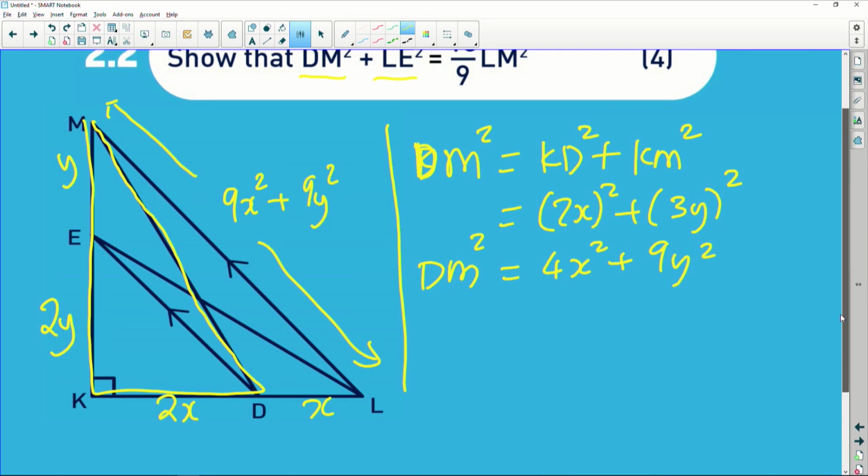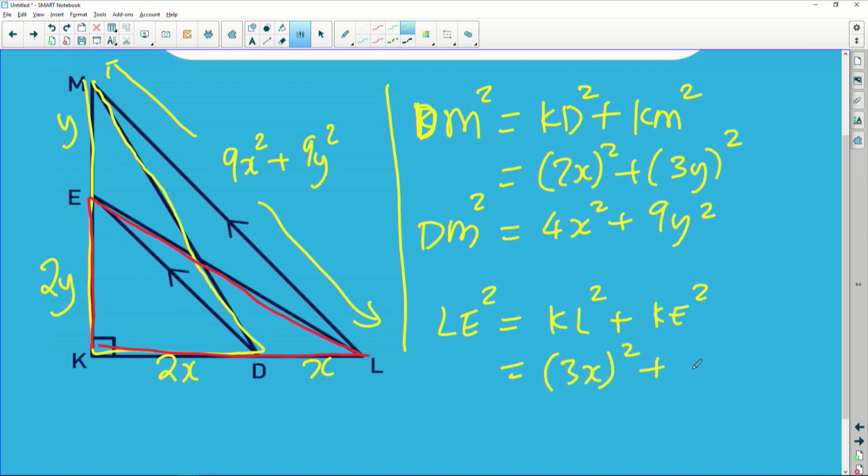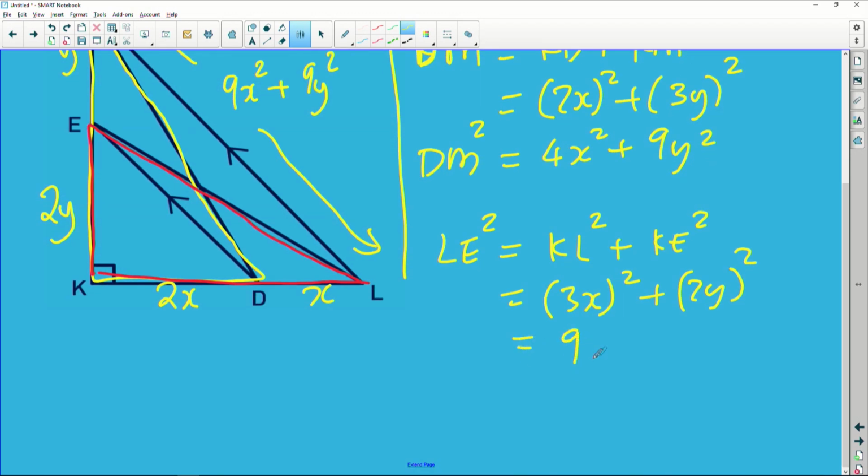The other part is LE. Okay, cool. So now we are going to try and locate LE. Let's see where LE is. LE is this one that you are looking at right now, the one I just highlighted in red. The triangle that we are looking at to figure out LE, LE squared, which is also the hypotenuse, is equal to KL squared plus KE squared from Pythagoras. So KL is basically 3x squared, and KE is 2y squared. Right. If you simplify this, it becomes 9x squared plus 4y squared.